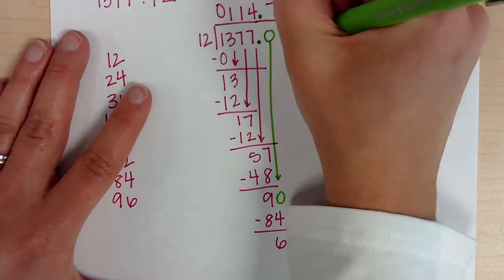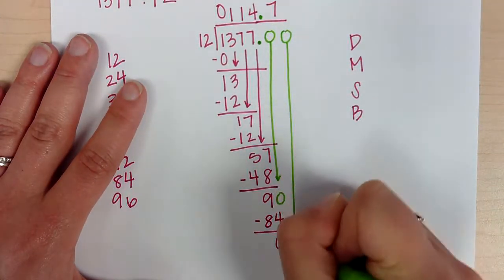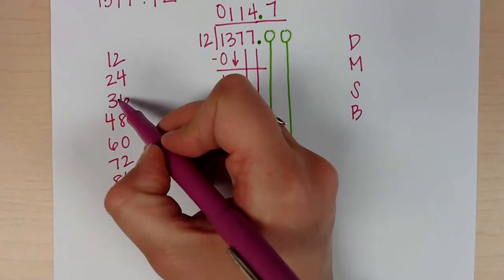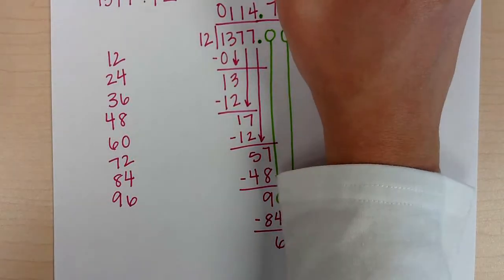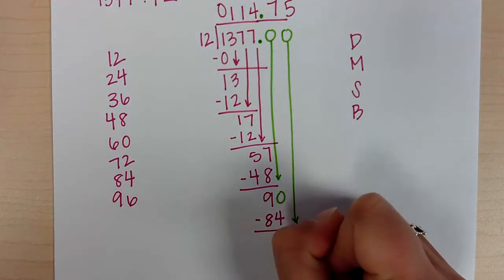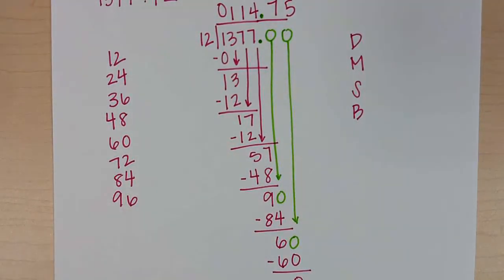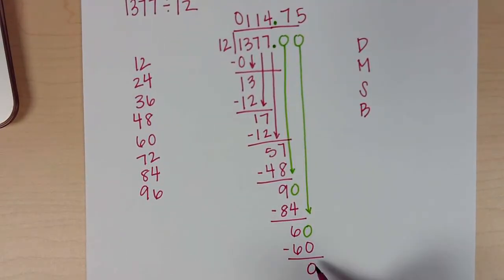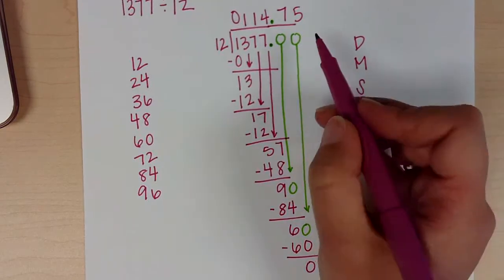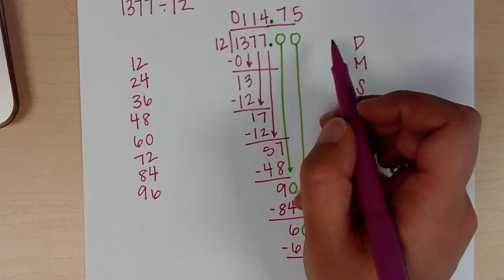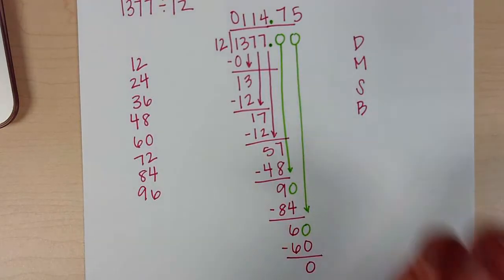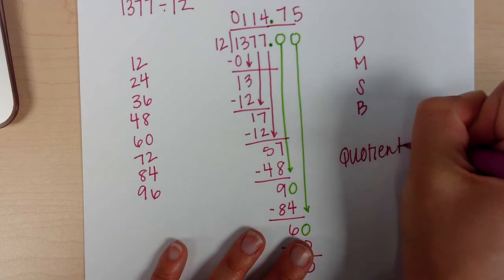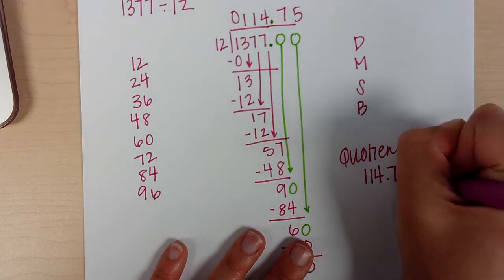I go ahead and place another 0. Bring it down. 12 goes into 60 1, 2, 3, 4, 5 times. 12 times 5 is 60. 60 minus 60 leaves me with 0. And now I have a 0 in my remainder, and I have zeros after the decimal only. I have no more numbers to divide up in my dividend. So that means my quotient is 114 and 75 hundredths.